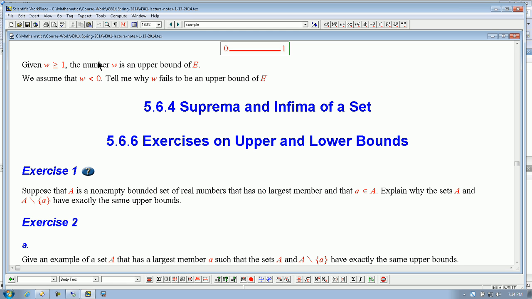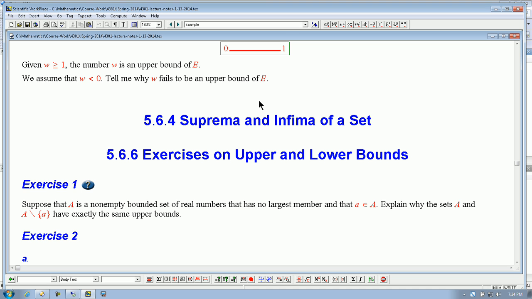I dealt with a number W that was greater than or equal to 1, and now I looked at this case where W is negative, and you tell me why. I'm not going to write it. You tell me, all right? Besides, this is discussed in detail in the text. I'm just giving you the reading, but I think I'm coming to your question.